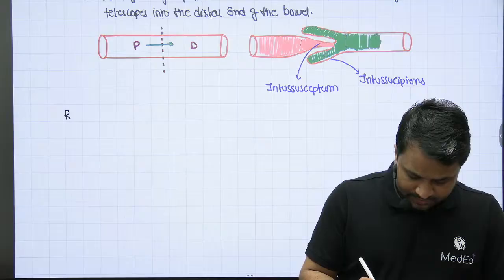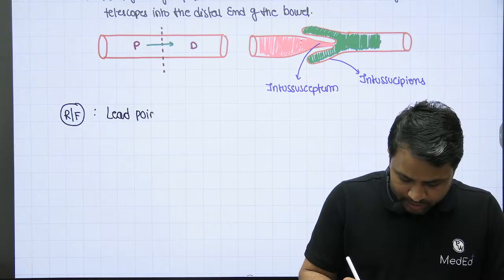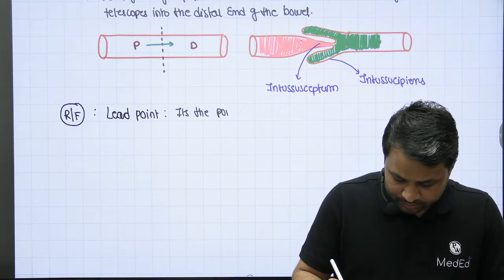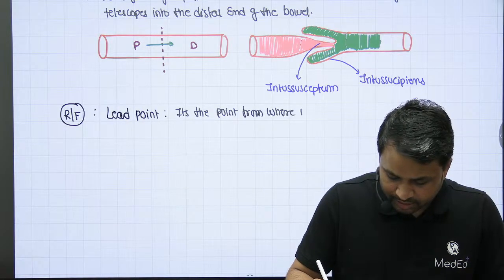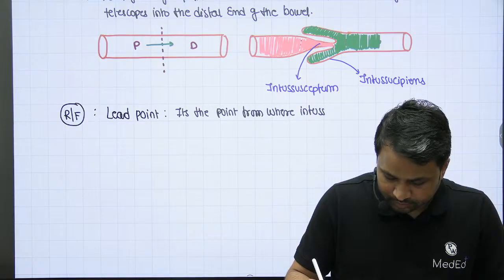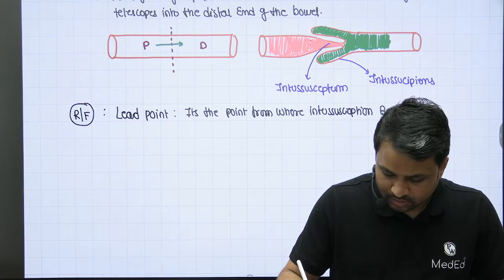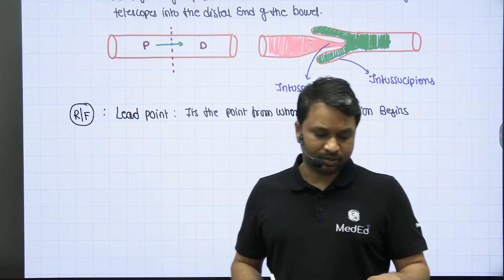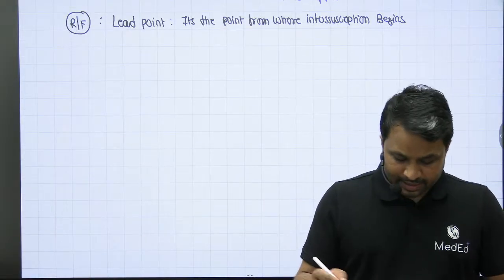The risk factor for development of intussusception goes by a concept which is called a lead point. Now, the lead point is defined as the point from where the intussusception begins, and that's what we call the lead point. Okay. Now, what are the examples of the lead point?